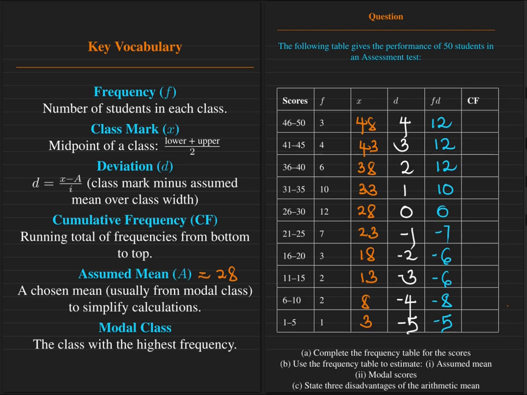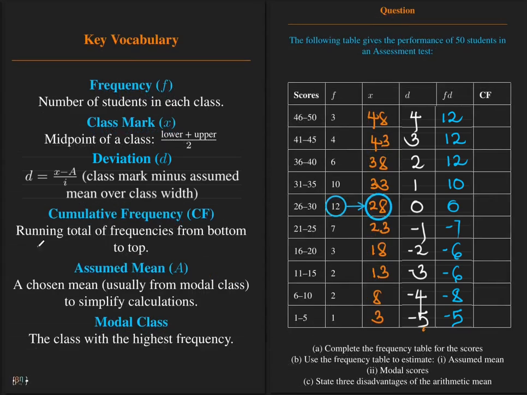And the last one we have here, which is cf. cf is simply what we call the cumulative frequency. So what is the cumulative frequency? The cumulative frequency is simply running totals of frequencies from the top to the bottom. So all these frequencies here, we'll add them and then we keep writing them here.